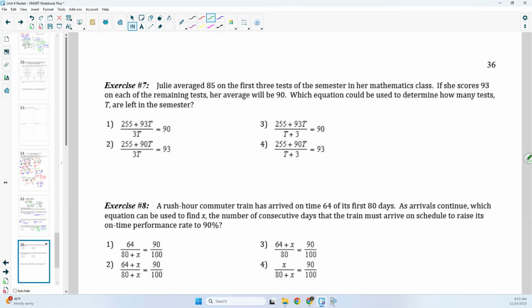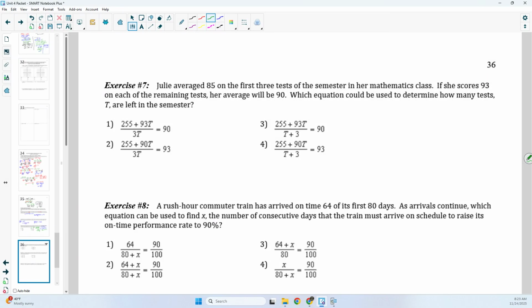Julie averaged 85 on the first 3 tests of the semester in her mathematics class. If she scores 93 on each of the remaining tests, her average will be at 90. Which equation can be used to determine how many tests T are left in the semester?